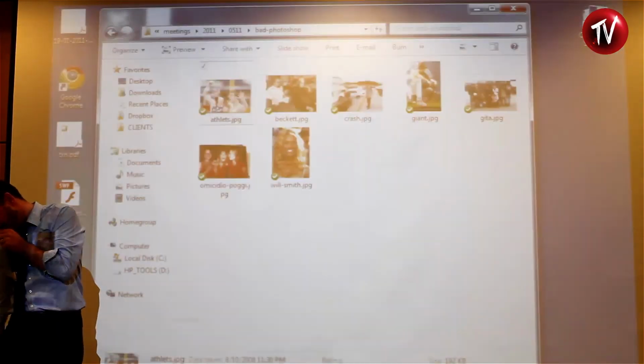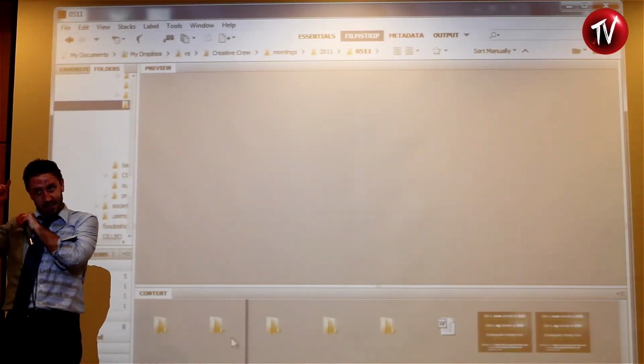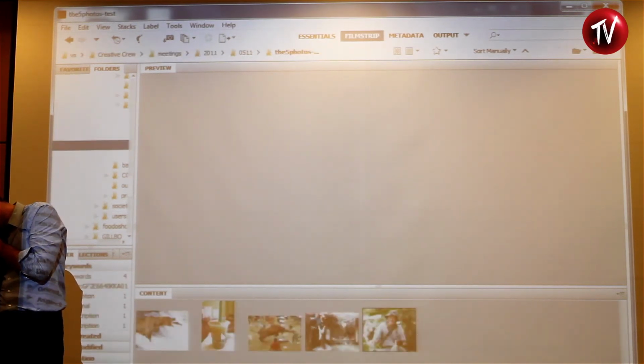So, now the challenge, 5 pictures. The challenge is 5 pictures. You gotta tell me, only one is Photoshop. Only one. The Photoshop test.